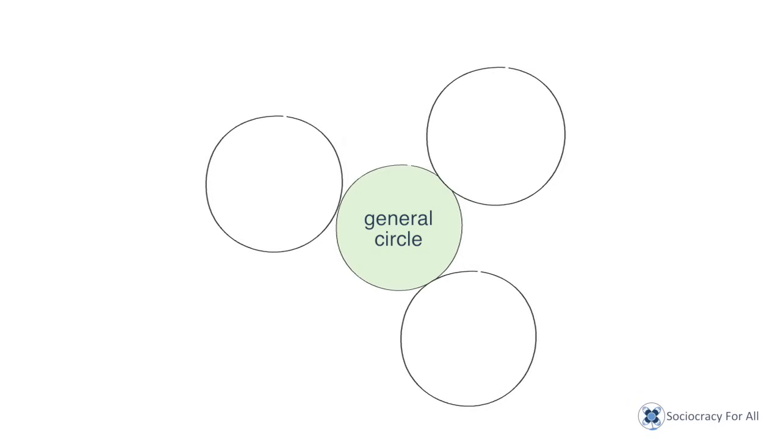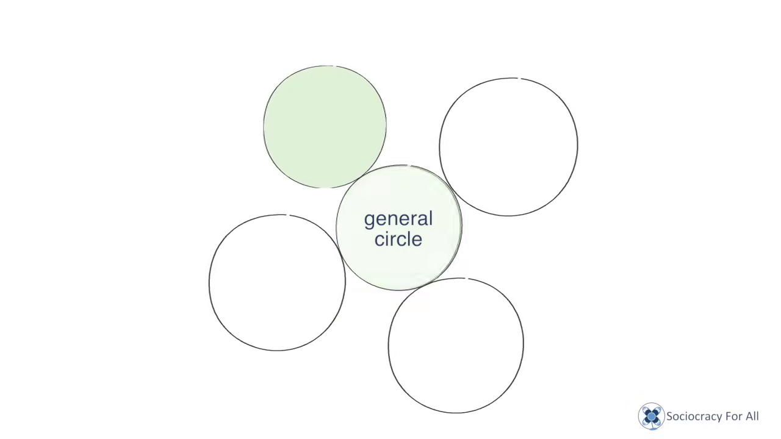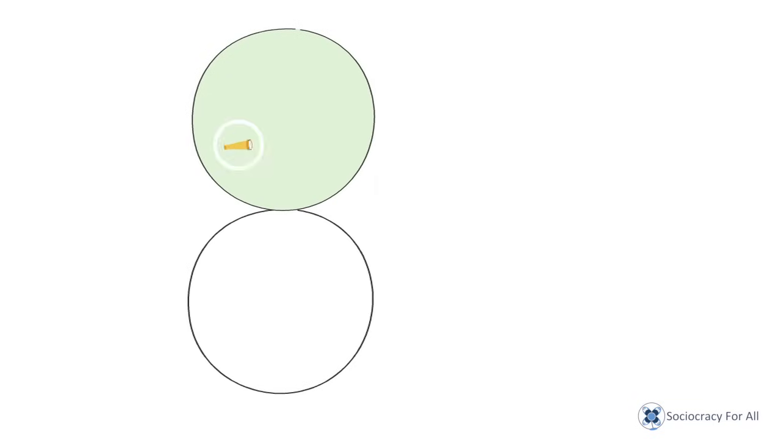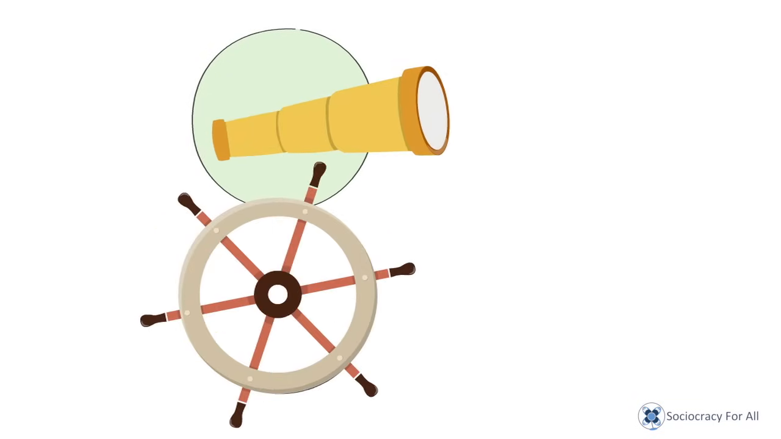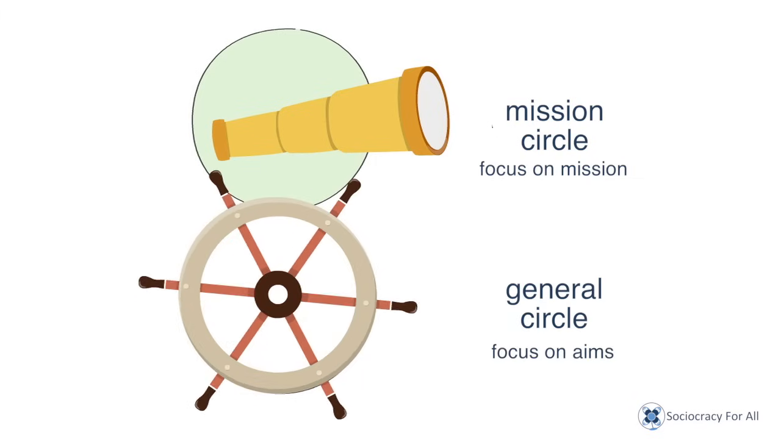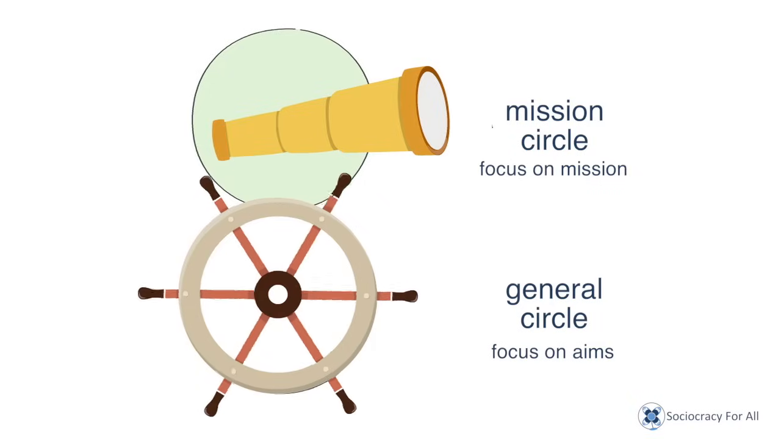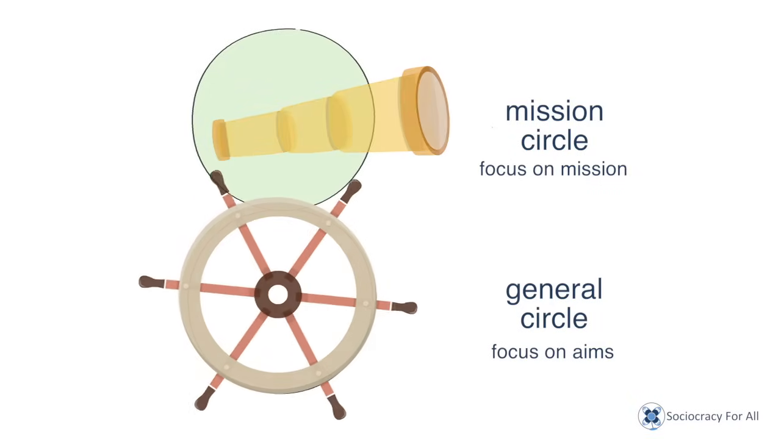The general circle is typically busy with everyday stuff, but for a sustainable organization, we also need somebody who looks ahead. The mission circle members, or board, are not the overall leaders. They are more like the lookout on a ship. They help stay in touch with the mission of the organization, so we don't forget the big picture of what we are doing as an organization. The general circle, on the other hand, is more like a management team, focusing on the aims, the everyday work.